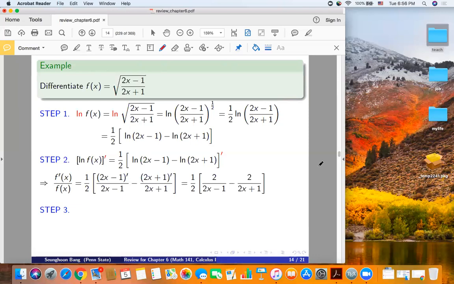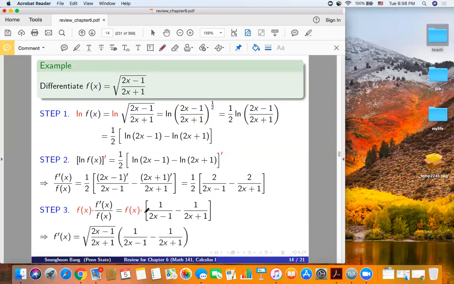Step 3, you solve this resulting equation for f prime of x. So what happens? You only multiply. Here, this form is given. To solve for f prime of x, you multiply both sides by f of x. So f of x is cancelled. You can replace this f of x with the square root of 2x minus 1 over 2x plus 1 into here. But that's it. This is f prime of x.